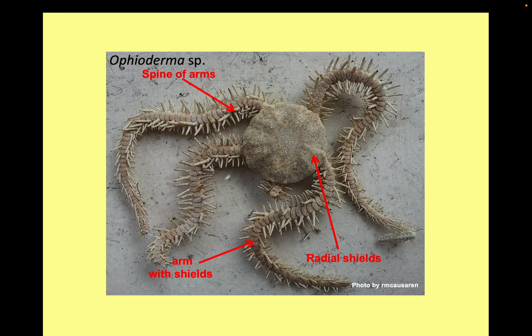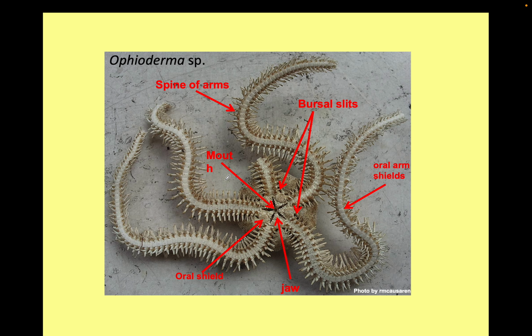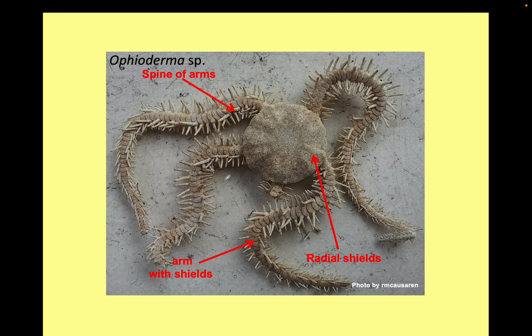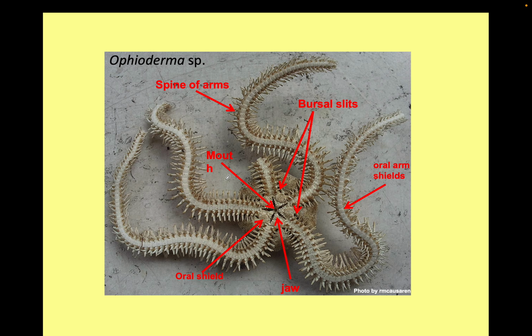Then for brittle stars, we have Ophioderma. See here the arms, which are longer than those of true starfishes. This is the oral surface. This one is the aboral surface.